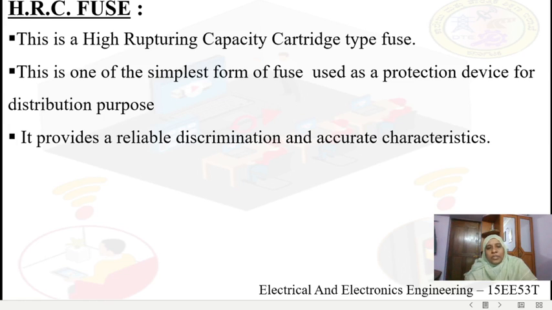So let us try to understand what this means. When I was explaining the principle of a fuse, I told you the fuse will melt and break open the circuit. That means its work is to break open the circuit and separate the healthy part from the faulty part. So the HRC fuse is also doing the same work. So it is discriminating. So how is it discriminating?